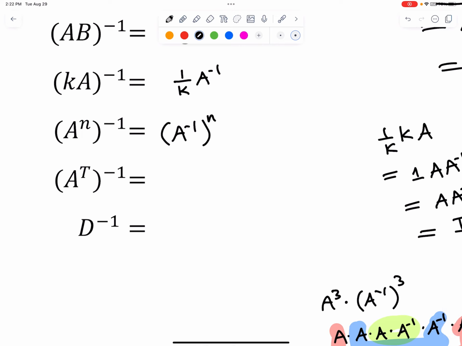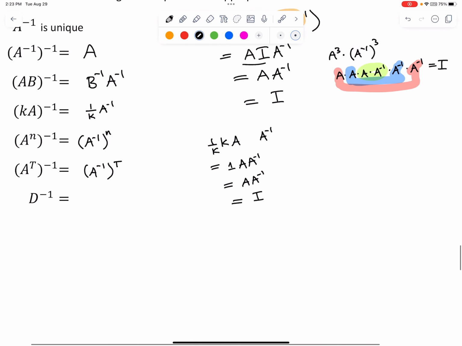A transpose. Now A has to be square if it's invertible, so A transpose will also be square and be the same size. And if A is invertible, it turns out A transpose is also invertible. The inverse of the transpose is the transpose of the inverse. So basically you can interchange these two operations. Maybe we could do one quick example of that one.